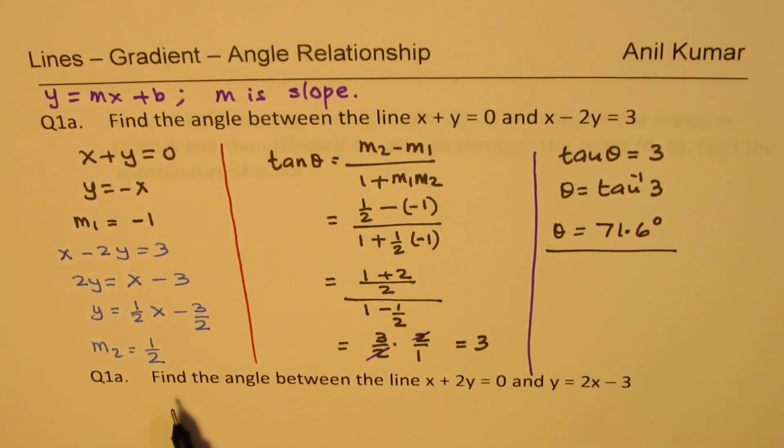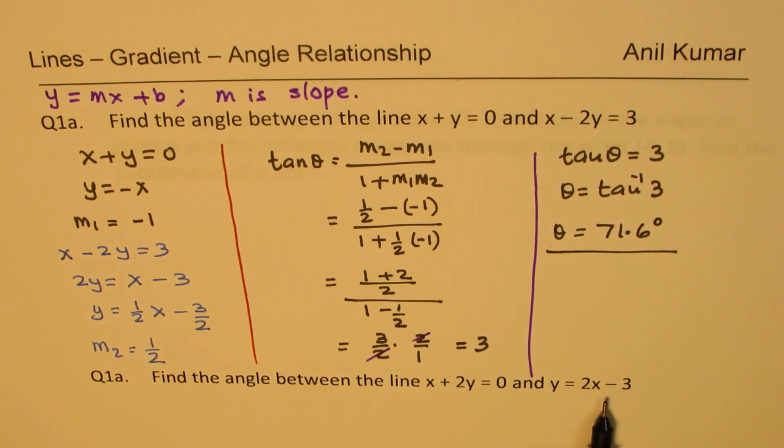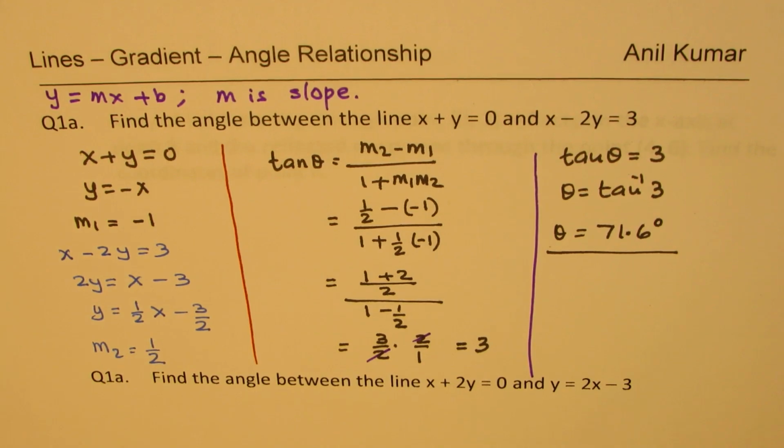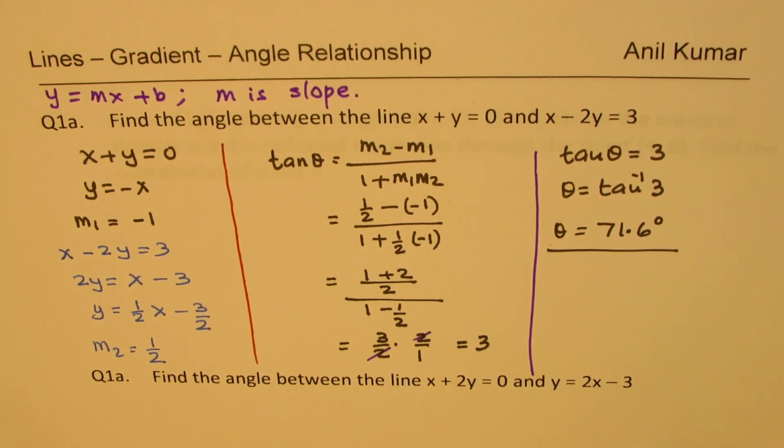Question number 1a, find the angle between the lines x plus 2y equals to 0 and y equals to 2x minus 3, is for you to practice. Clear? Okay. So let's see the next example.